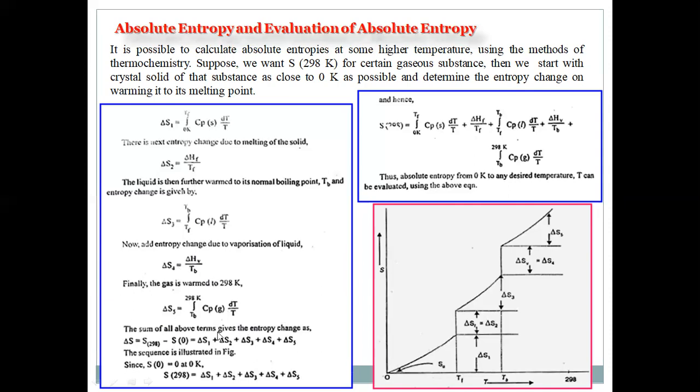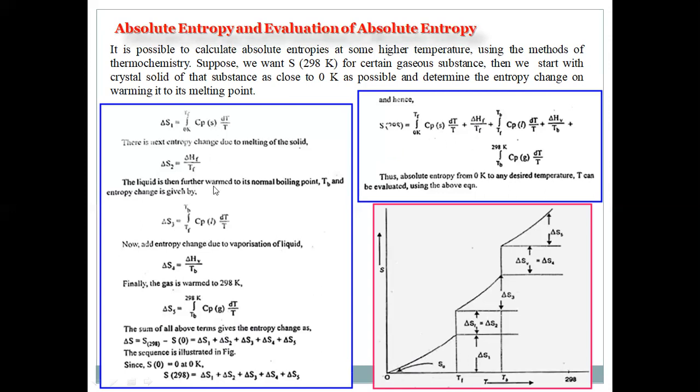The sum of all the above terms gives the overall entropy change. Delta S is equal to S at 298 Kelvin, the final state, minus S at 0 Kelvin, which is given by the sum of all these entropy changes, delta S1, delta S2 up to delta S5. Thus, this sequence is illustrated in this figure. So overall entropy will be given by the sum of all these changes in entropies. Hence, we can write this equation in this way.